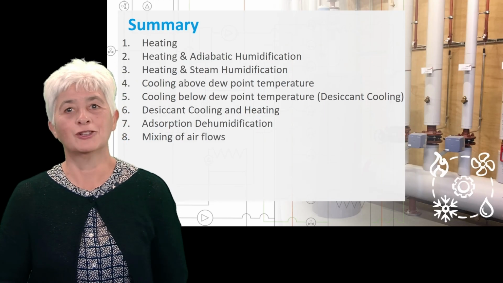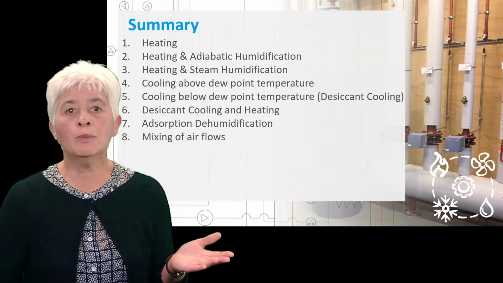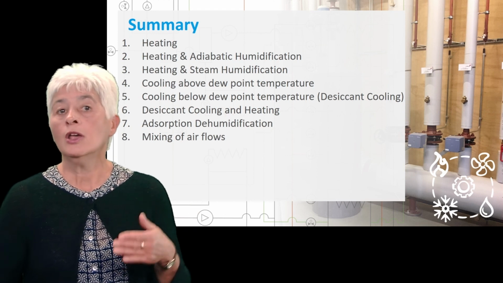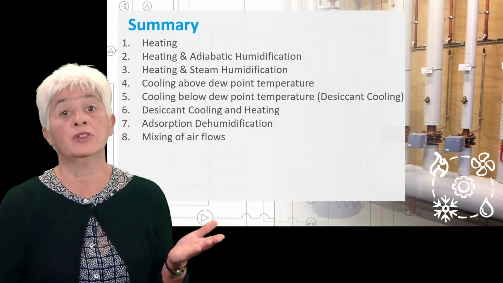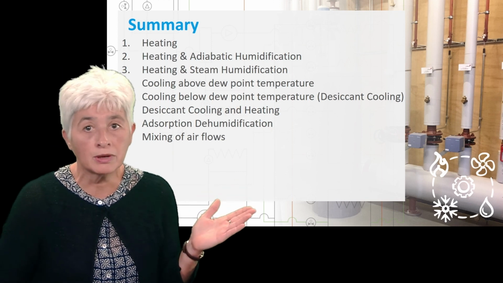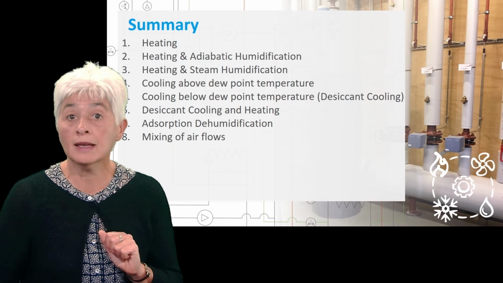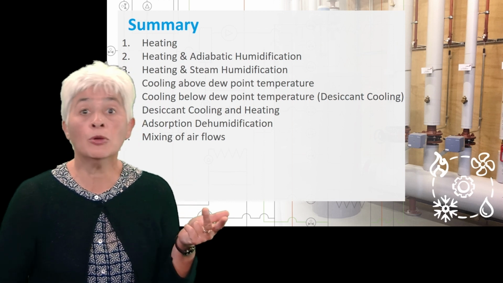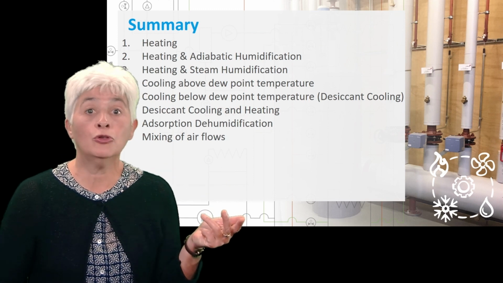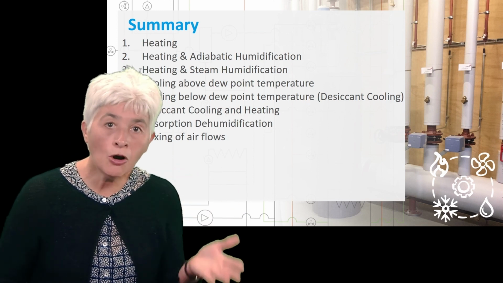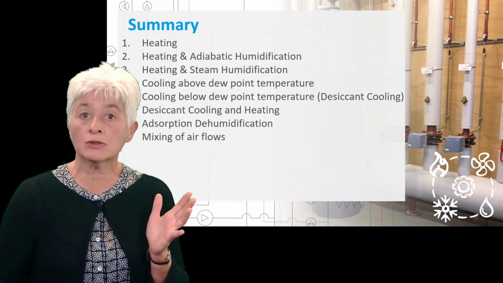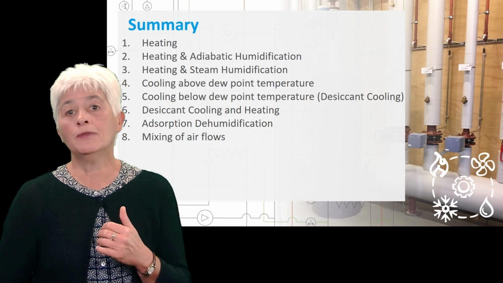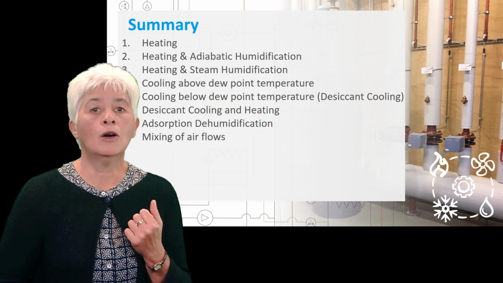To summarize this lecture, we have learned about the most important processes that we can apply to air to bring it to wishful conditions. You are also able now to draw these processes in the Mollier diagram or a stoichiometry chart. These processes are heating and adiabatic humidification, heating and steam humidification, cooling above dew point temperature, cooling below dew point temperature, also called desiccant cooling and heating, adsorption dehumidification, and mixing of airflows.